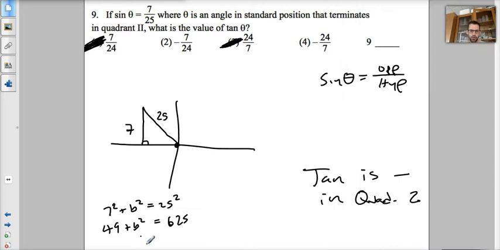All right. So b equals 24. So then tangent is always opposite over adjacent, and really this is like a negative 24 because I'm moving that way. So I can say tan of theta equals my opposite side, which is 7, over my adjacent side, which is negative 24. And I get answer choice number 2.